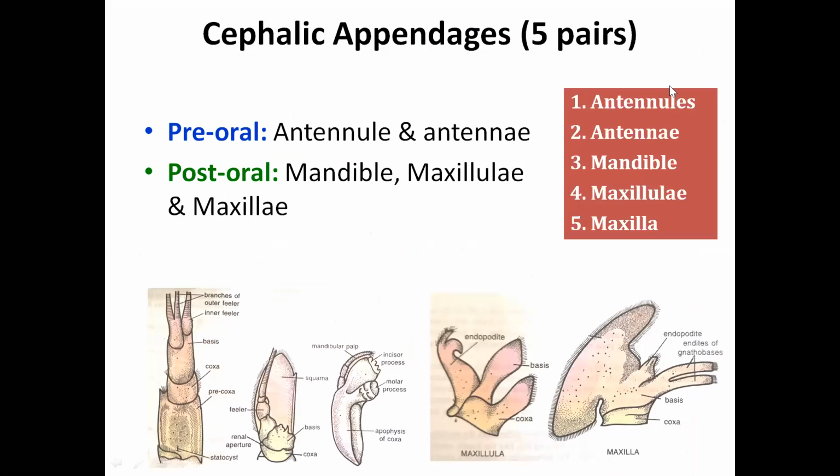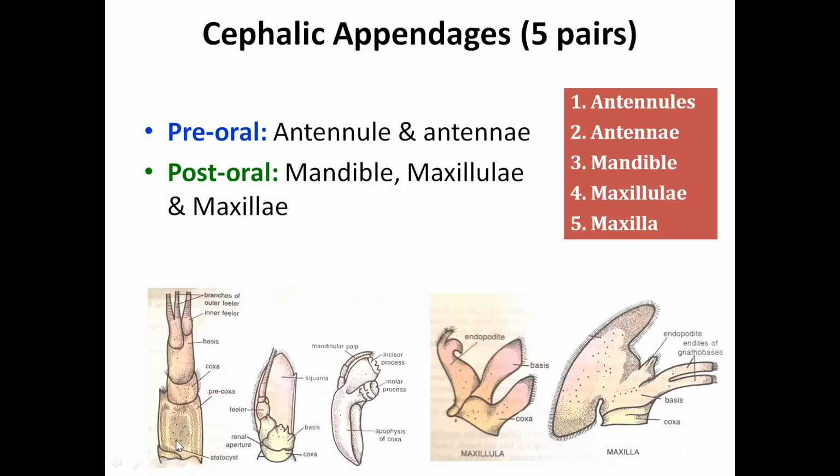First the cephalic appendages. As I have already told you, there are 5 pairs of cephalic appendages: antennules, antenna, mandible, maxillula, and maxilla. The first two appendages, the antennule and antenna, are known as the preoral appendages. Why are they preoral? Because they are situated anterior to the mouth opening. And the third, fourth, and fifth, mandible, maxillula, and maxilla, which are situated posterior to the mouth opening, are known as postoral.